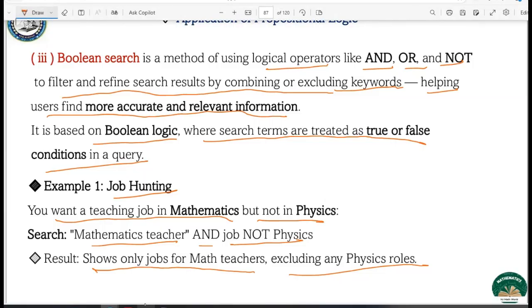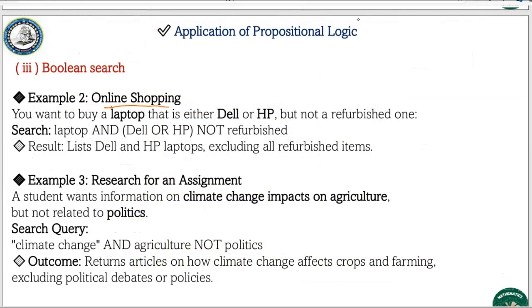Then moving on, the second one is online shopping. You want to search for a laptop of Dell or HP, so you can write laptop AND Dell OR HP NOT refurbished. The list produced will give you Dell and HP laptops, excluding the refurbished items. Then research for an assignment. A student wants information about climate change impacts on agriculture, but not related to politics. So if you write climate change AND agriculture NOT politics, you get the details you required for the assignment.